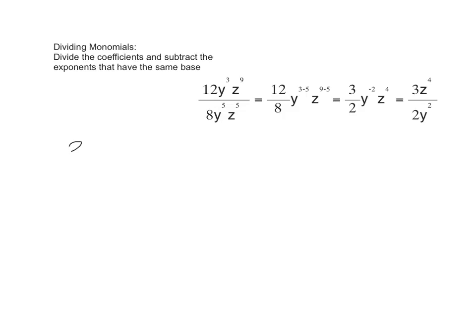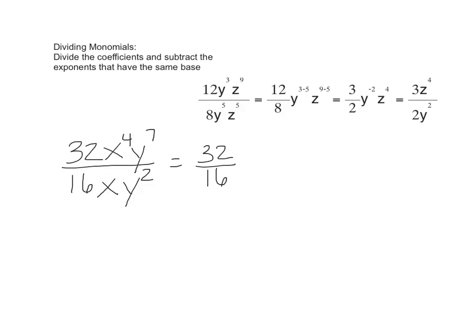All right, let's do 32 x to the power of 4, y to the power of 7, divided by 16 x y squared. We'll start with coefficients. I have 32 divided by 16, and then I have x to the power of 4 minus 1. A huge misconception is when students see an x, they forget that it's actually raised to a power of 1. So don't forget, you're really subtracting 4 and 1. And then I have y to the power of 7 minus 2.